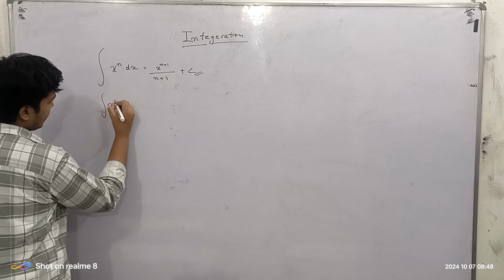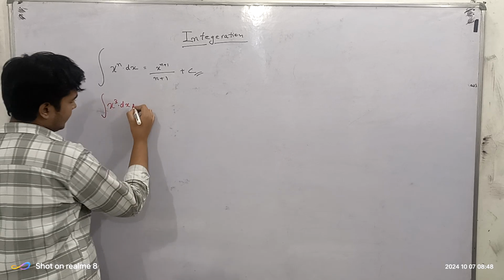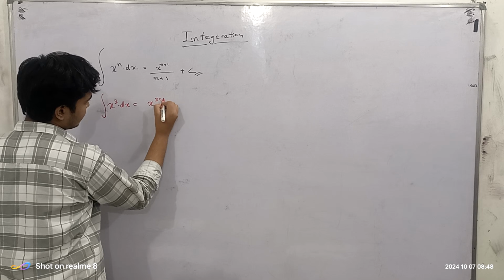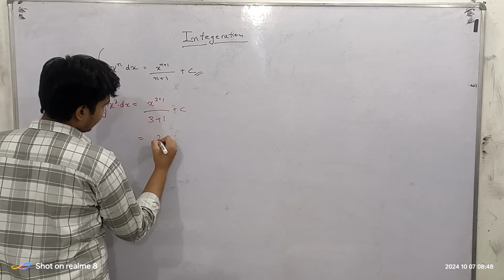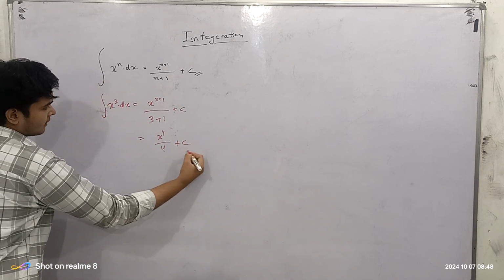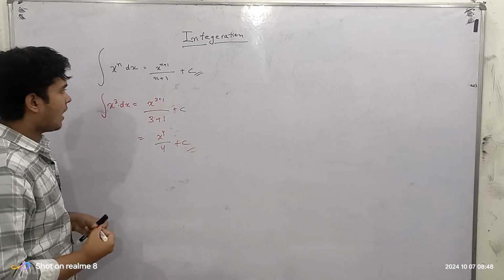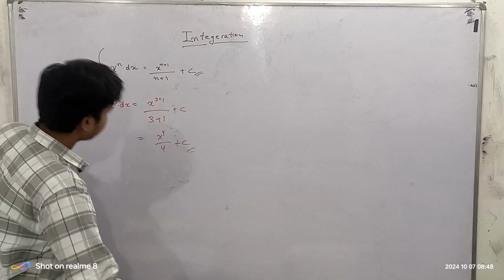Example of this formula: suppose we are given the question integration of x^3 dx. We will integrate it using the formula: x^(3+1) divided by the denominator 3+1, plus c. We will get x^4 by 4. This will be the answer. So this is how we will integrate a function if given like this. So easy.